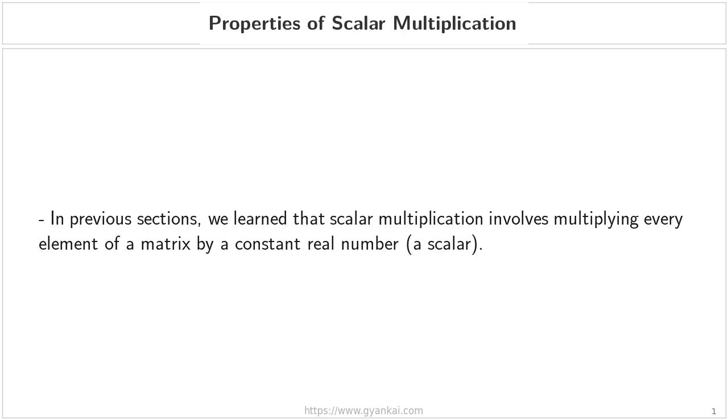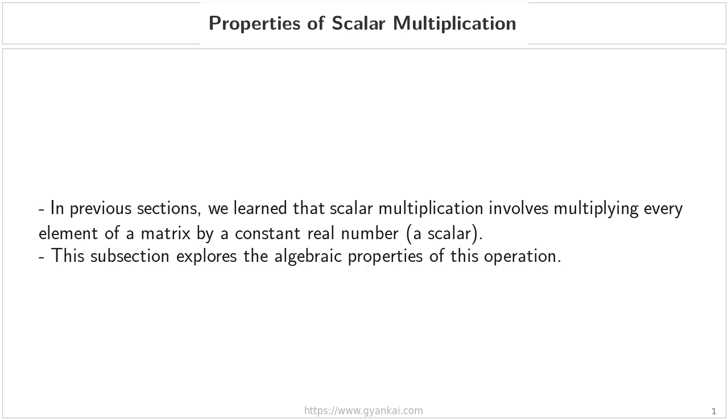In our previous sections, we learned that scalar multiplication is the process of multiplying every single element within a matrix by a constant real number, which we refer to as a scalar. Now that we understand the basic mechanism of how to perform this operation, we will move into this subsection to explore the algebraic properties associated with it.